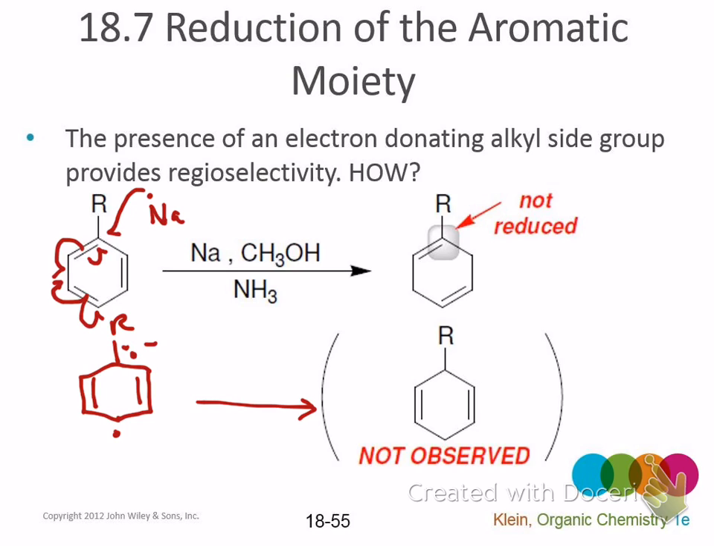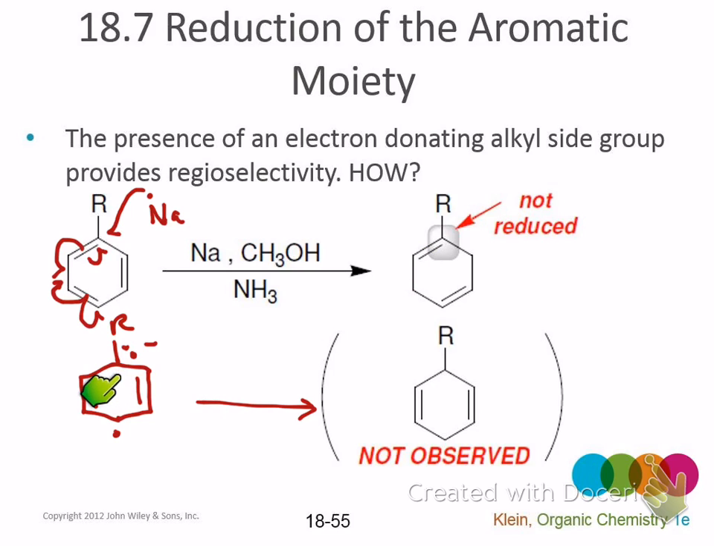If it's an electron donating group, like an alkyl group, why don't you see that intermediate form? Why don't you get that product that's shown there that says not observed? Well, it's not stable. Well, the answer is this one's formed because apparently it's more stable in its intermediate than this one is.